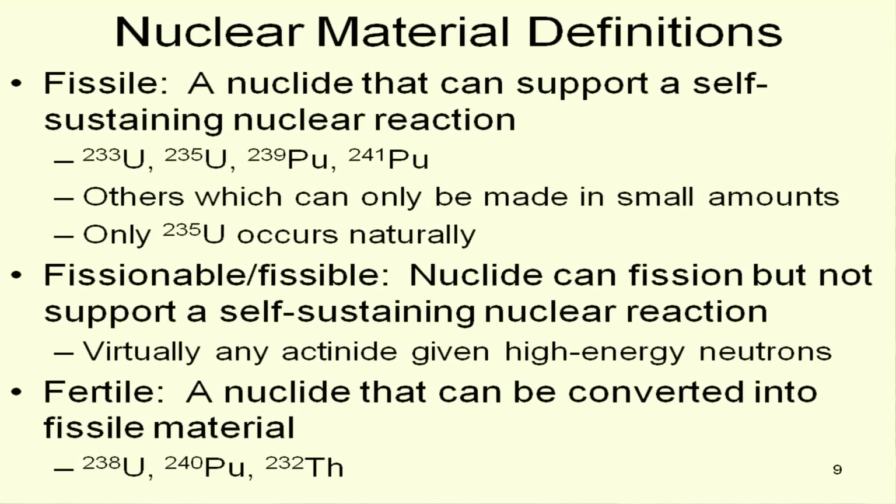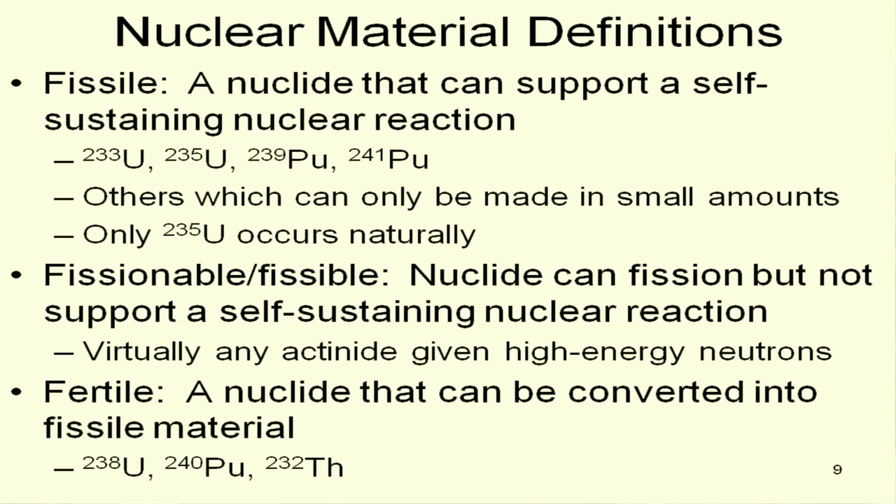Some other definitions many of you may know. Fissile means a nuclide that can support a self-sustaining nuclear reaction. And there are some really obscure ones, but the four you see here are the most common. And as has been said, U-235 is the only one that occurs naturally. Others in small amounts, some curium isotopes and this kind of thing, do exist. Fissionable, or fissible, the latter is not used very commonly, is a nuclide that can fission, but it can't support a self-sustaining nuclear reaction, uranium-238 being by far the most common example. But it's virtually any actinide given a high enough energy neutron.